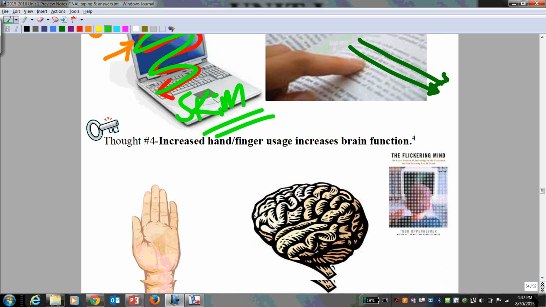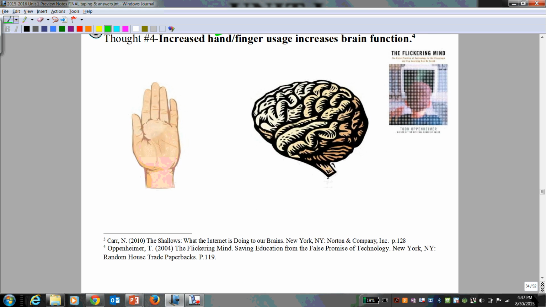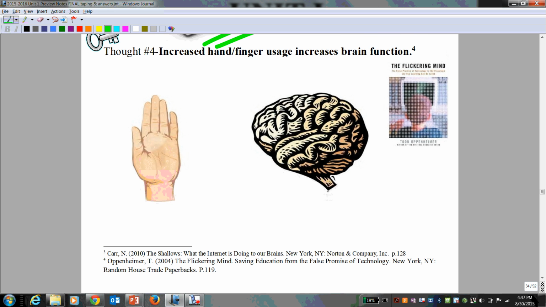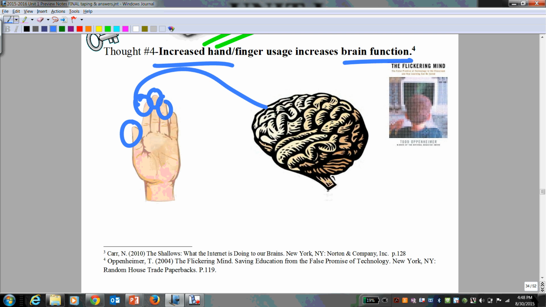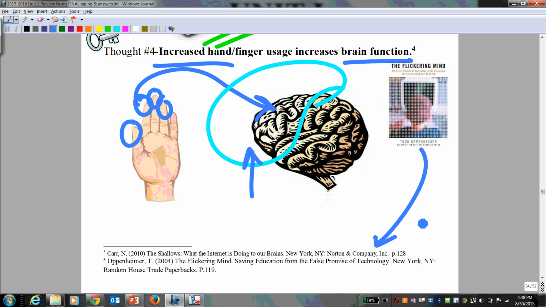And the last and most important one for this class is thought number 4, increased hand and finger usage increases brain function. The more you give physical input using your hands or your frontal cortex, the greater the neurons are going to be firing. Again, if this sounds like science fiction, you can check out my footnotes here. What does this mean in geometry?